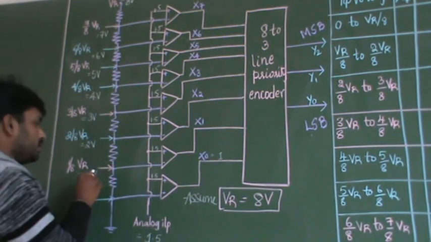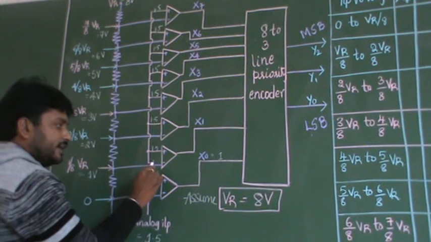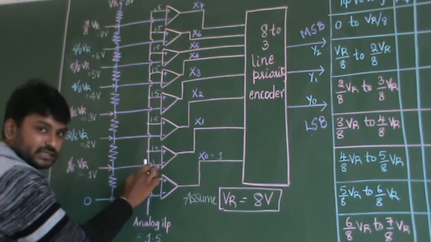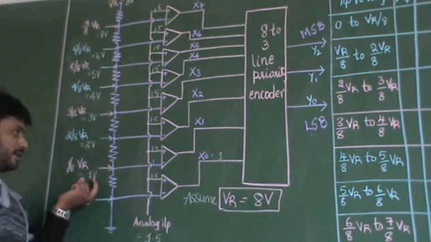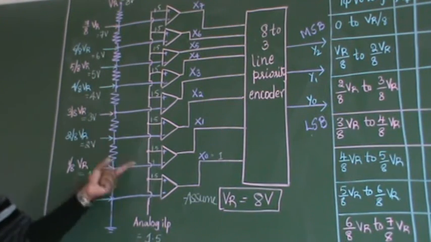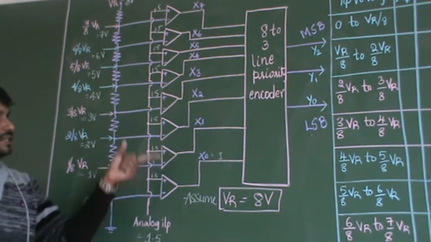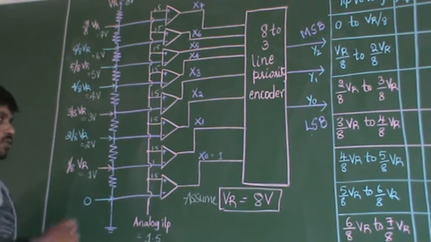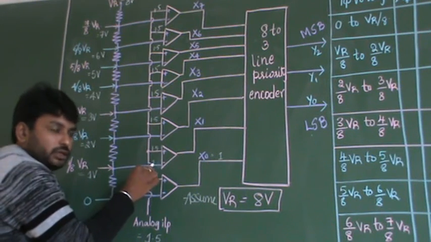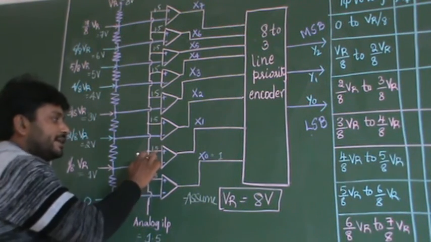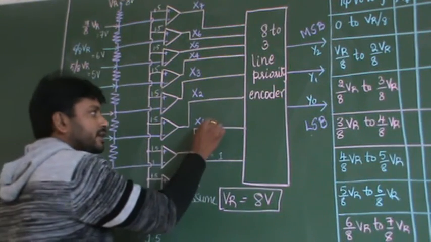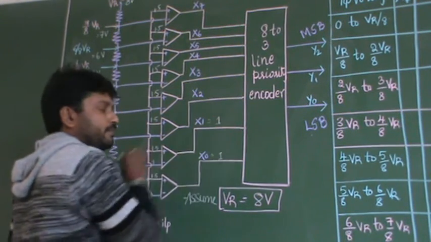Next. So what is the value here? 1 volt, right? At this point, I am talking about the second comparator. So the negative terminal value is 1 volt. We have already calculated the value coming from the negative terminals of each comparator just now. So 1.5 is compared to 1 volt. 1.5 is greater than 1 volt. So therefore x1 is also 1.